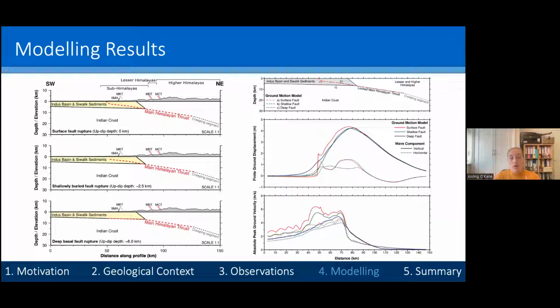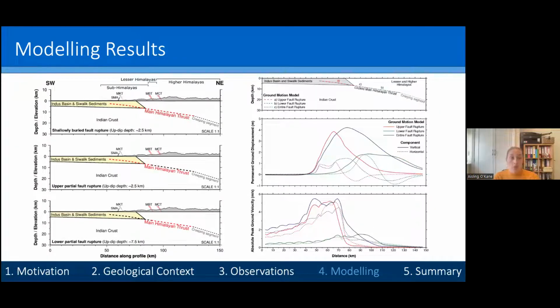And this is roughly 18% higher than the shallowly buried fault. So just changing that by a couple of kilometers caused an increase of 18%. And similarly to the deep basal fault, this was 20% higher. So it really shows that this really shallow fault geometry could have a large effect on the ground motions.